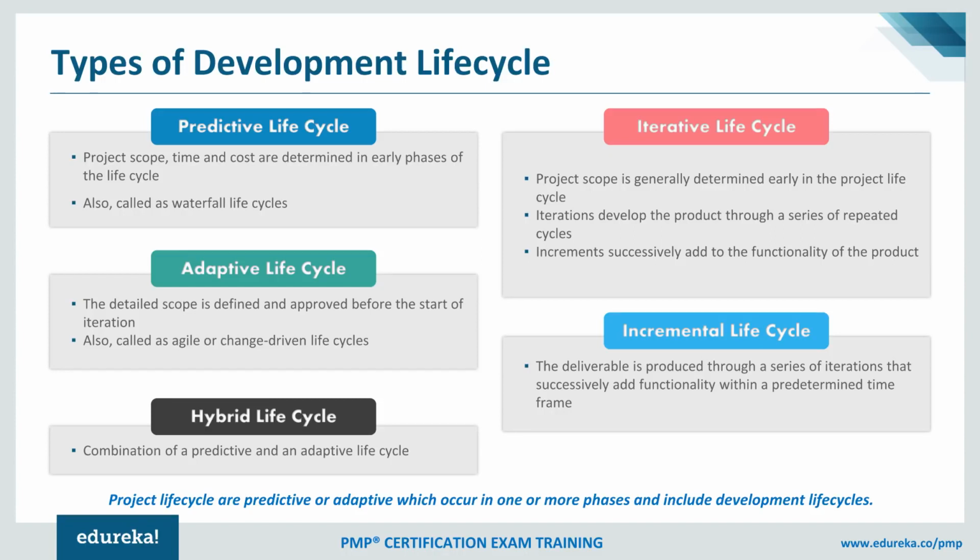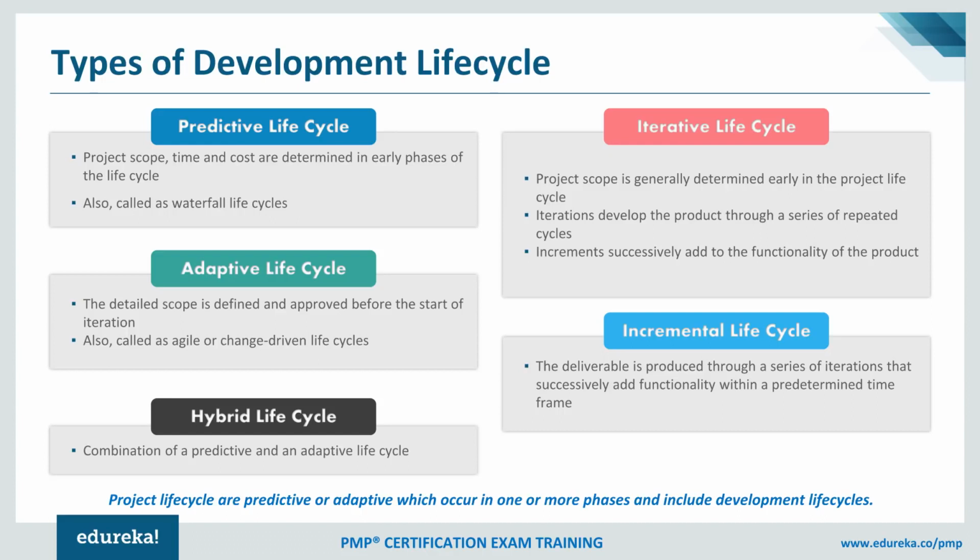The other type of life cycle that we can talk about is adaptive life cycle. So this is going to be definitely different than the predictive way of working. So here, the detailed scope is defined, but that's defined typically for a particular iteration. Now, this iteration is nothing but a specific duration that we are talking about. The duration of iteration could be anywhere between 1 to 4 weeks. So you may define that in the beginning of your project itself.